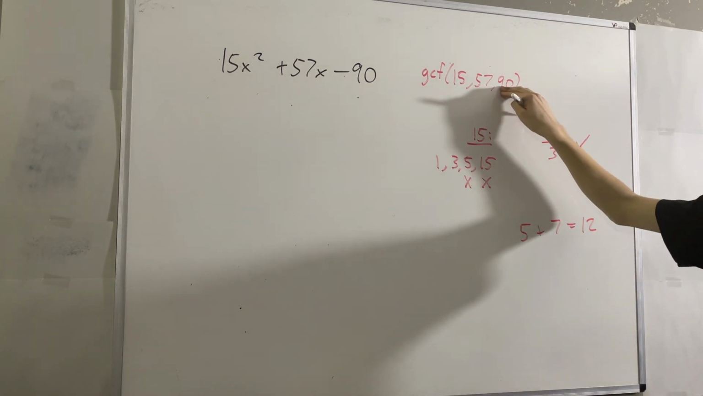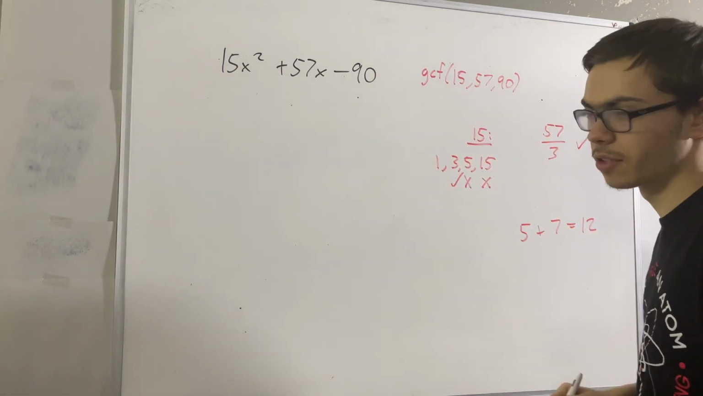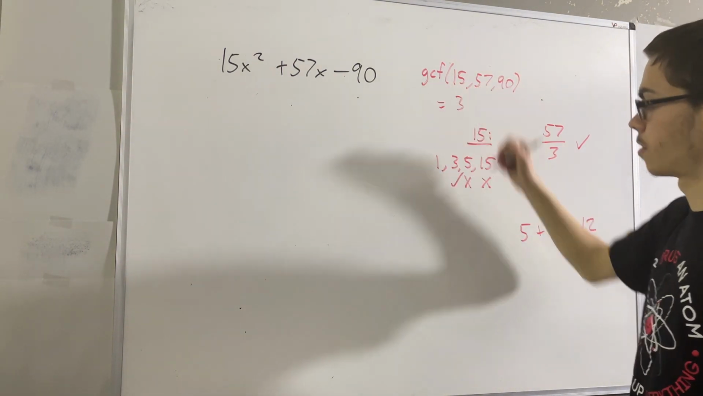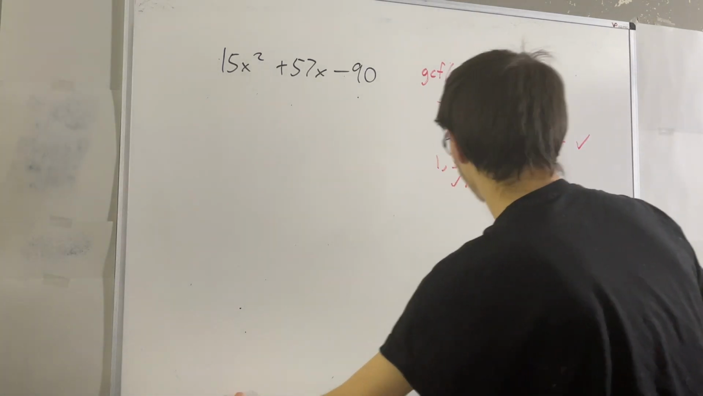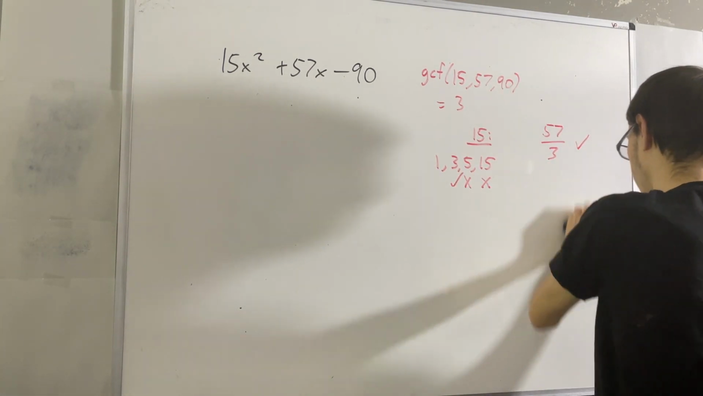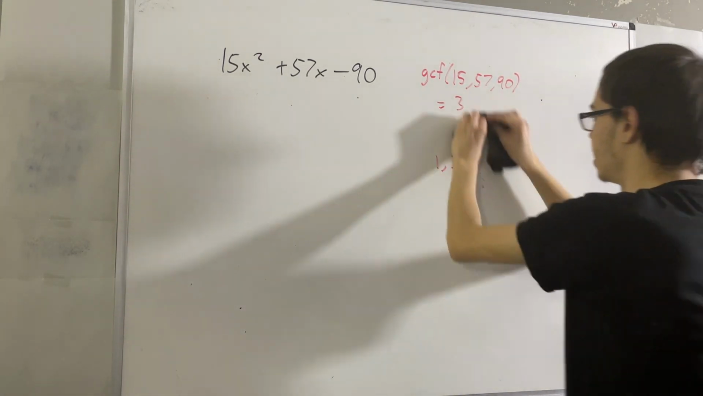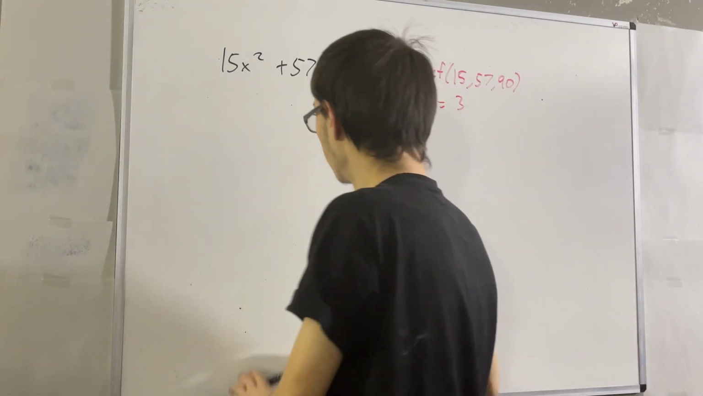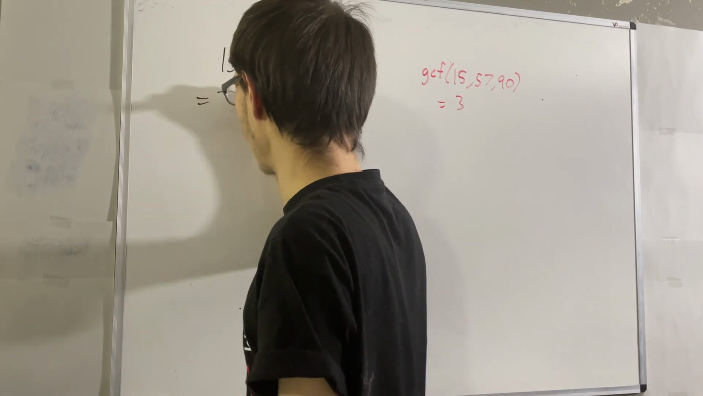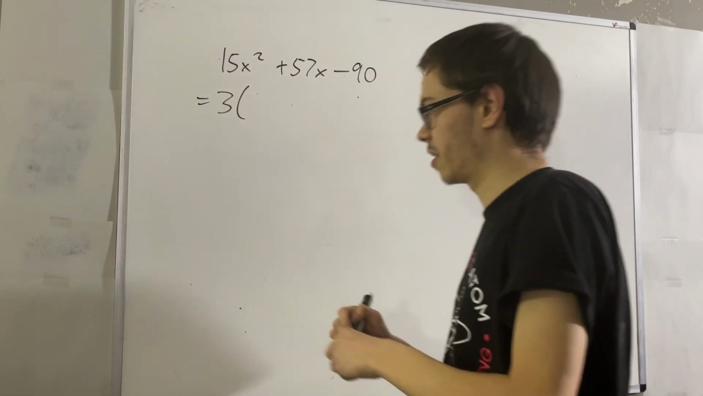90 is also divisible by 3. Therefore, 3 is the greatest common factor of these three numbers. And so now we have determined that. As you can see, that's basically how you could do that. So now we know that 3 is the greatest common factor. We can pull out a 3 from this.